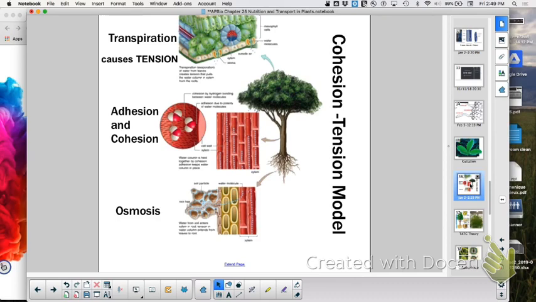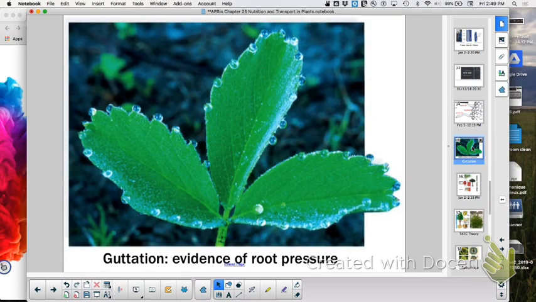Okay, now this is guttation. Guttation is a result of root pressure. Let's think in our mind, what is root pressure? So we've talked about pressure potential, right? Osmotic pressure. We've talked about pressure differentials before.